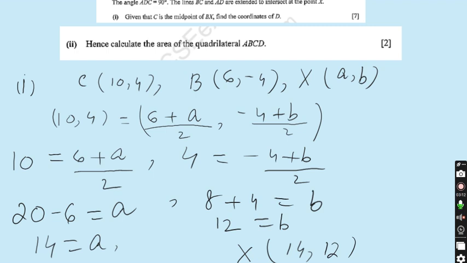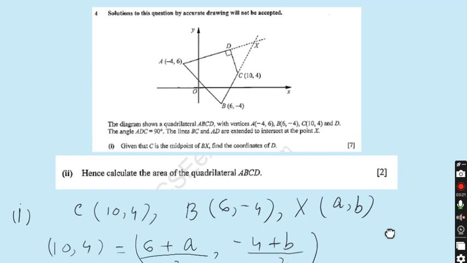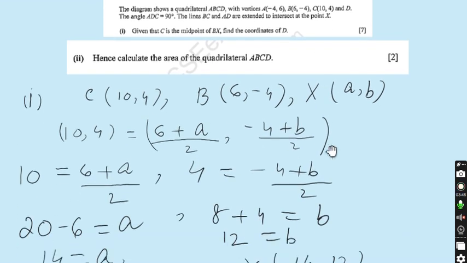Now we need the coordinates of D. So first we have to find the equation. Look at the diagram again. Actually we have to find the coordinates of D. It means we have to find the equation of AD and the equation of CD and then solve both equations simultaneously to get the coordinates of D. Why are we going to find the equation of AD and CD? Because these two lines meet at point D. So first we have to find the equation of AD.